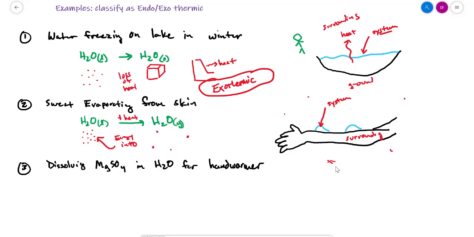So if heat has to flow into the system from the surroundings, now you're talking about your arm supplying heat to each one of these droplets of sweat, right? So in this case, heat is coming into the system from your body and from the surroundings, but the really important part is the stuff coming from your body. So this becomes an endothermic process as we go uphill in energy. Heat is coming into the system.